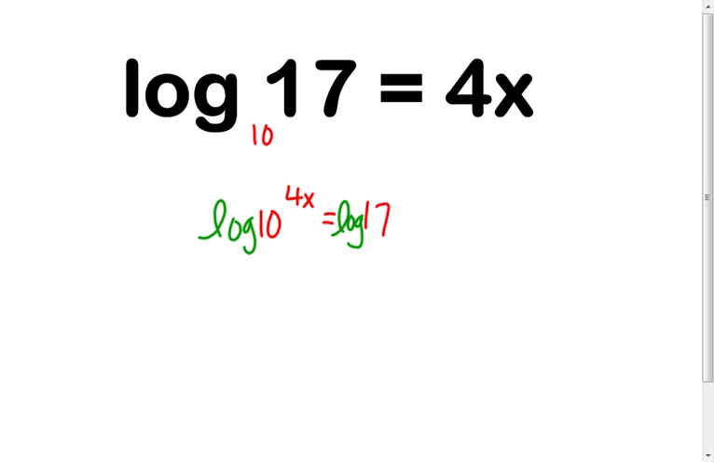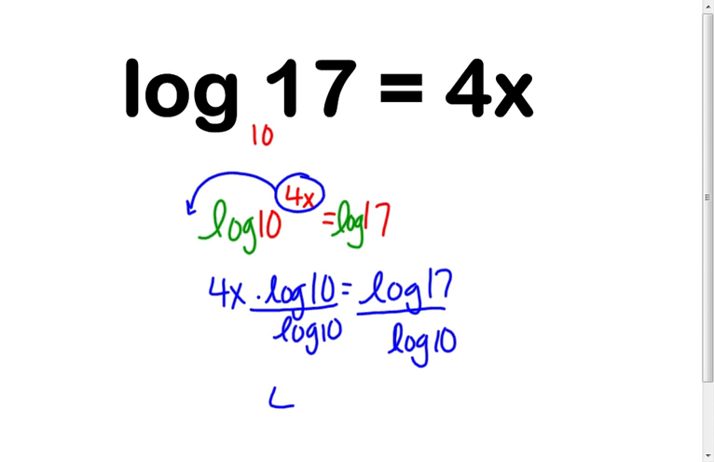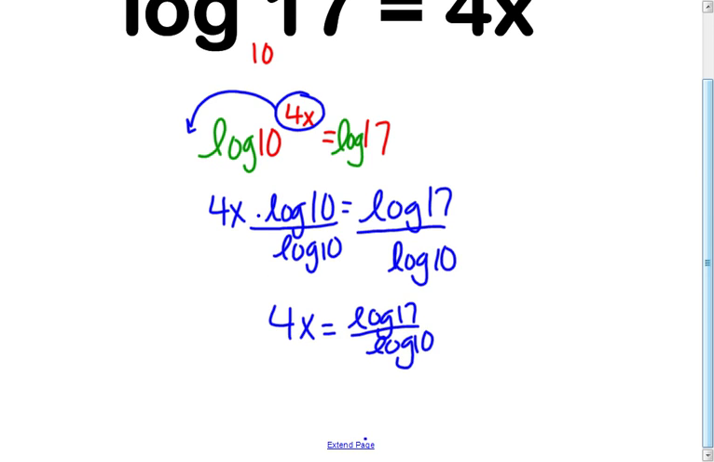And then you can use your properties. 4x will come out here, so I will have 4x times log of 10 equals log of 17. And again, these are both in base 10 right now, which is good. I want to solve for x, so I want to divide by log of 10. And then that's what 4x equals. And of course I want to solve for x, and so then I want to divide by 4 there.